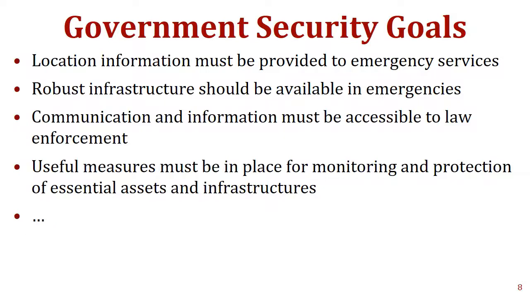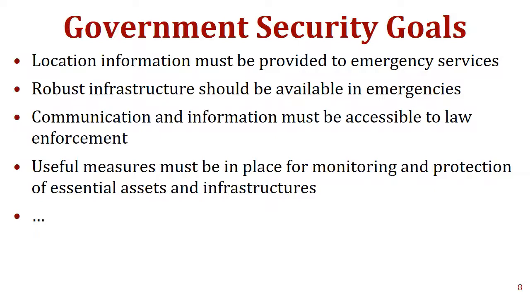Government security goals are a little bit different. Sometimes we see that big brother is watching over you. For example, they hope the location information must be provided to emergency services. And they want to have robust infrastructure so that it could be available in emergencies, for example, in a flood. What's happening in Houston is really terrible. And especially if the infrastructure is not robust, then people cannot dial 911.